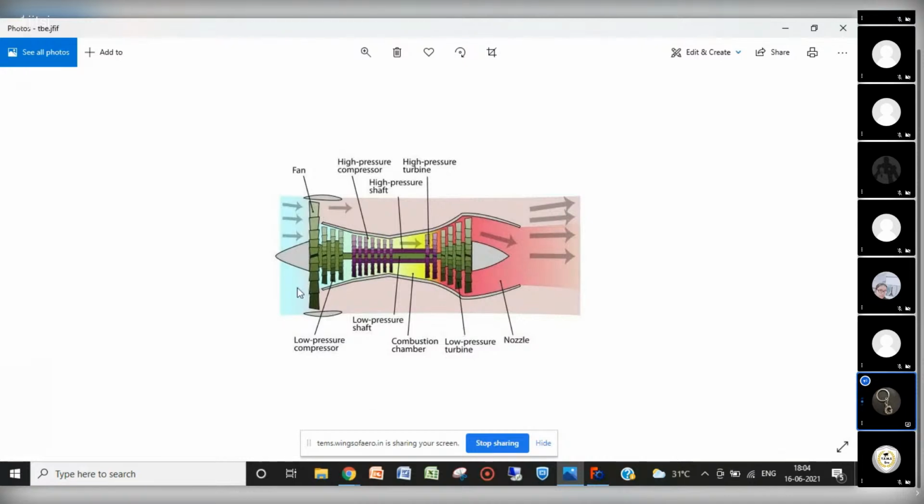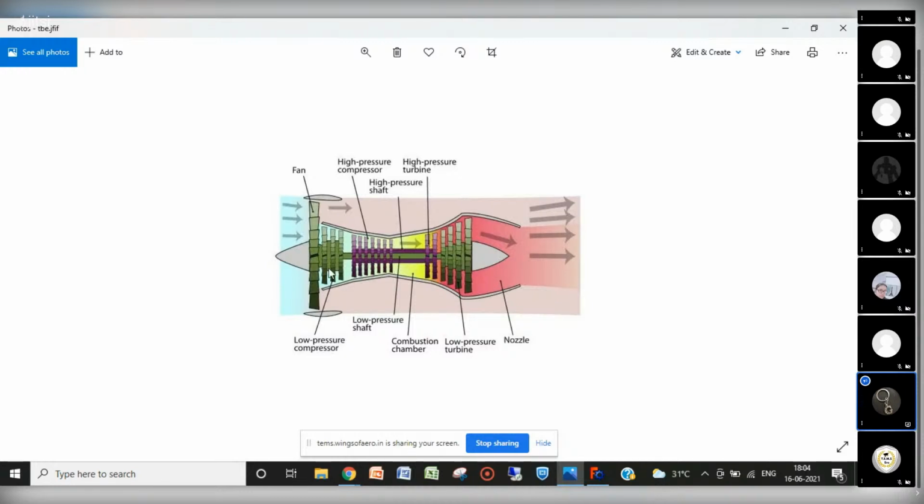So I hope you have understood the working of all these parts, and the central axle is there to rotate all these parts. When the high pressure turbine rotates, it also helps rotate the high pressure compressor. These two are interconnected. Similarly, the low pressure turbine and low pressure compressor are also interconnected with the internal axle. You can see the green part.